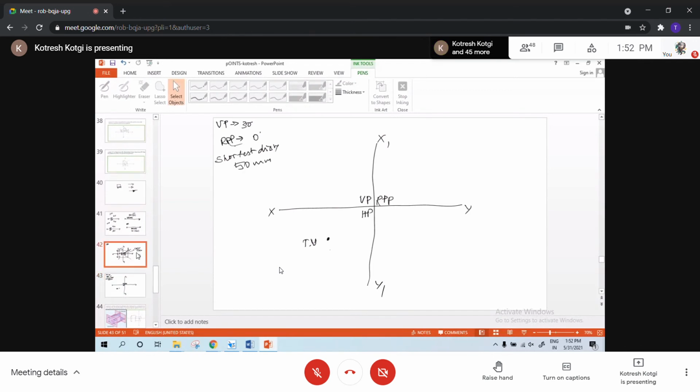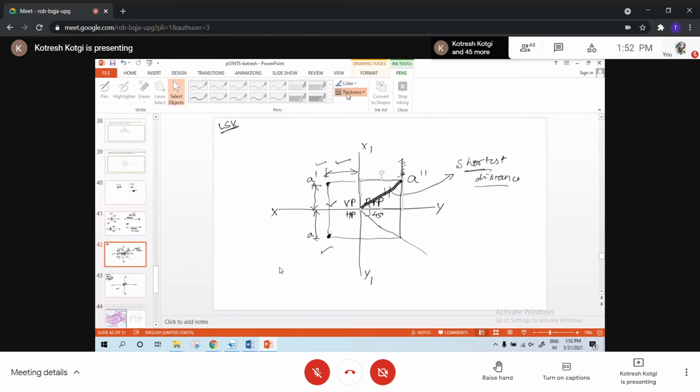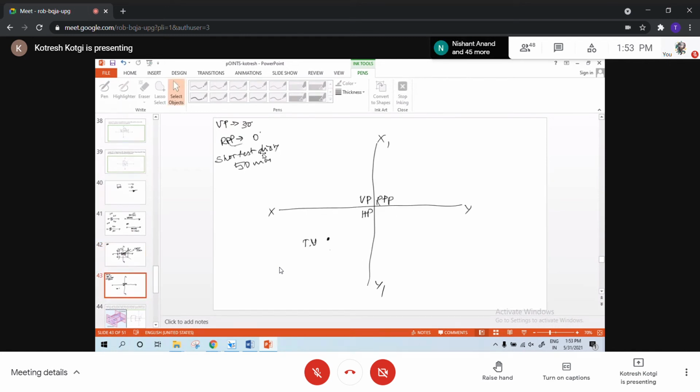What does shortest distance mean? See here, this dimension, this distance, whatever you can see now, is the shortest distance. Are you able to understand shortest distance? That is from this intersection point, the intersection of XY and X1, Y1, to the side view. That is the shortest distance of the point from the intersection. Now if they give the shortest distance as 50, you have to find the distance from HP, which is required to draw the front view, and then you should find the side view also. How to do it?